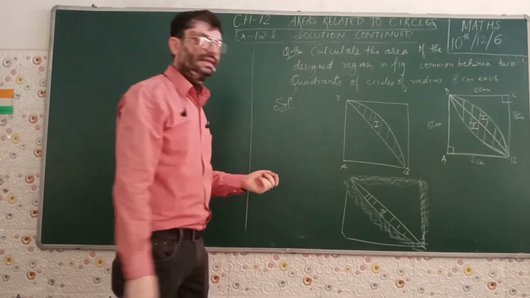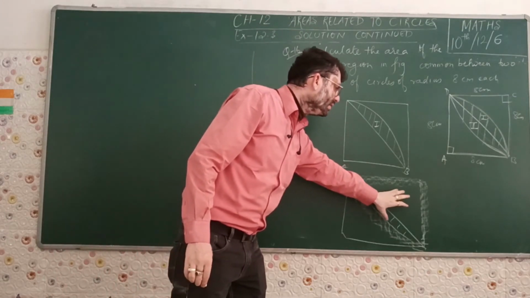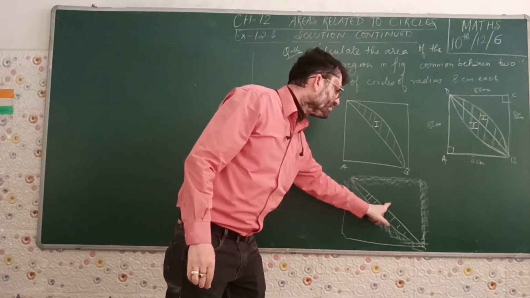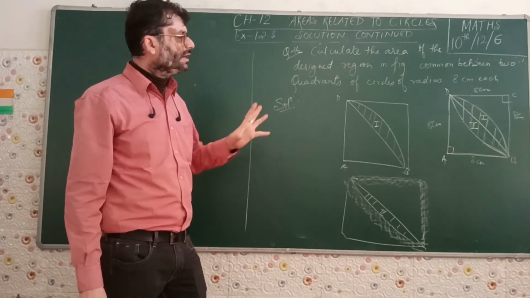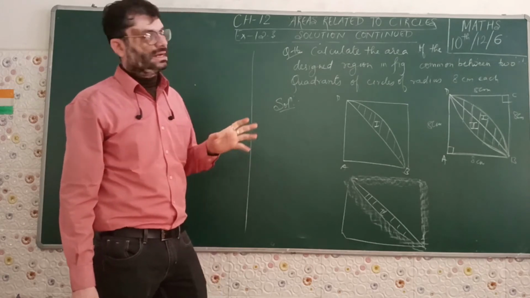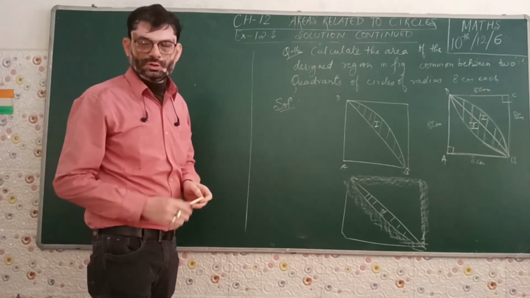Again, you can get the area of part 2 by the same method. Area of the quadrant minus area of the triangle will give you the area of the shaded part 2. And if you add part 1 and part 2, you get the area of the total region, the shaded region that is common to both the quadrants.